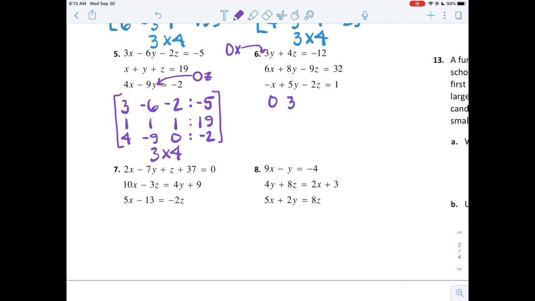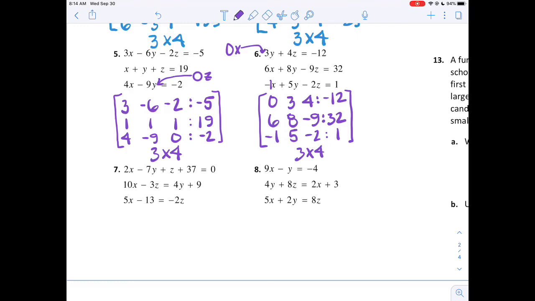0, 3, 4, -12, 6, 8, -9, 32, -1, remember that there is a coefficient of 1 anytime that you don't see another number, 5, -2, and 1. This is also a 3 by 4 matrix because we have 3 rows and 4 columns.